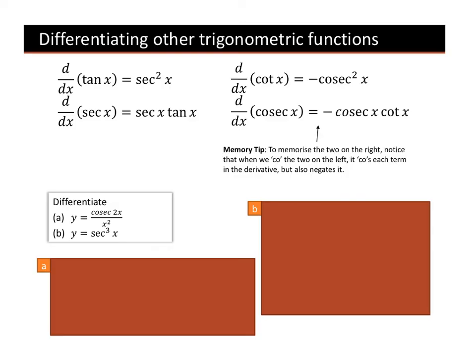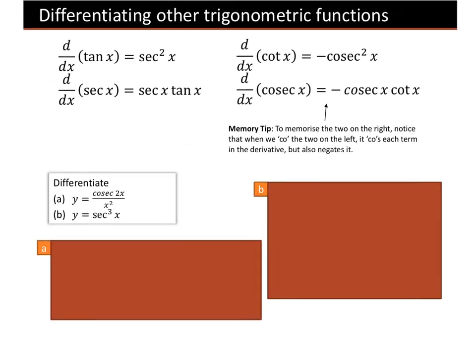So then, if we differentiate a few other trigonometric functions, the answers are here. Differential of tan is sec squared x. Differential of sec is sec x tan x. Differential of cot x is minus cosec squared x. And the differential of cosec x is minus cosec x cot x. Some of these you're going to need to remember. If you just remember them, it's easier.